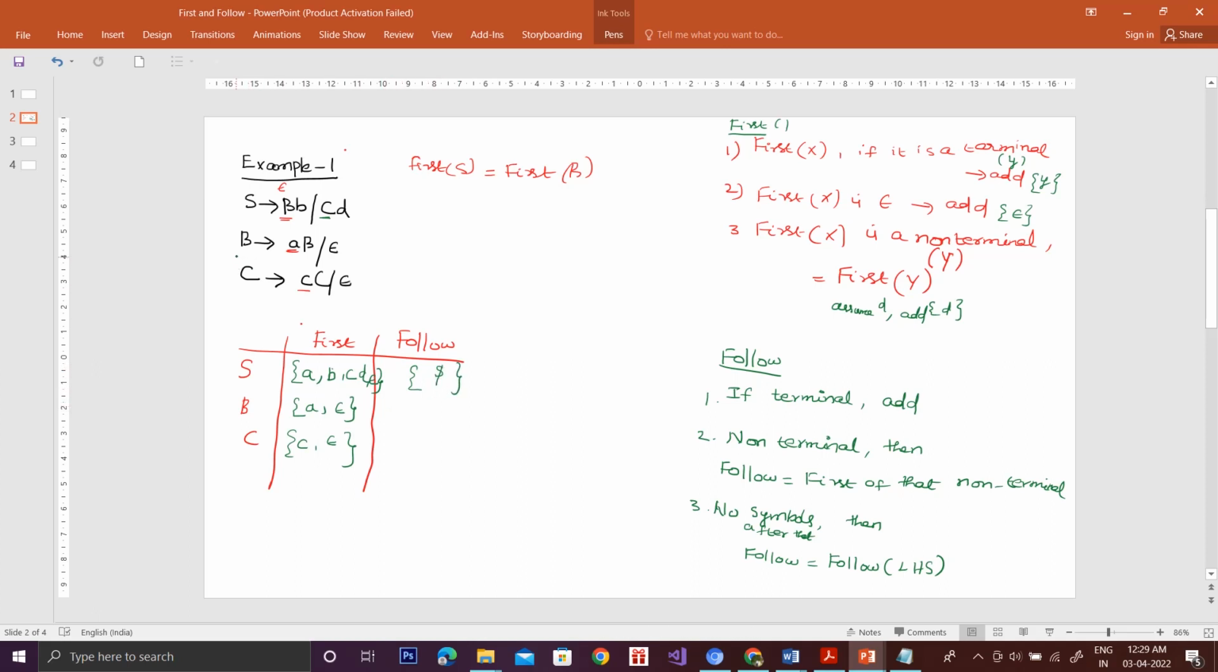Now we are going to find follow for capital B. We have to find out wherever this B is available. So B is here. So what is follow of B? Follow of B is small b. So we'll add small b here.